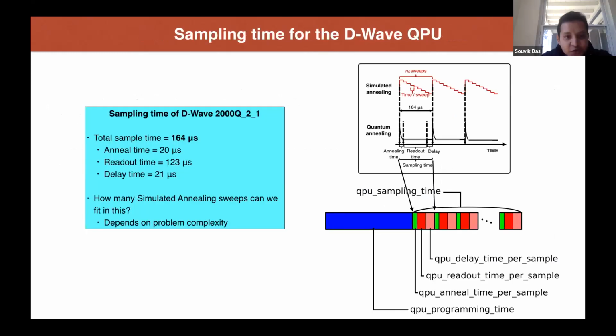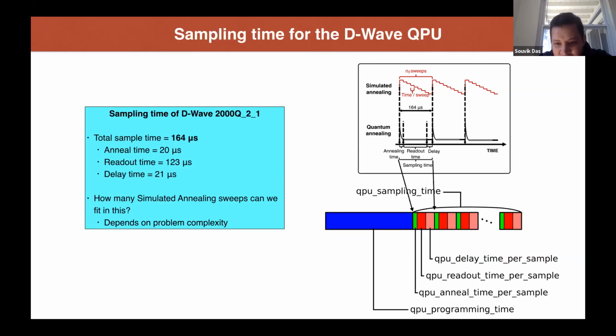This has to be very carefully equalized between the CPU and the QPU fairly, and then we compare the convergence efficiency. Quickly going on to how we measure the sampling time for the D-Wave. On the diagram on the bottom right, I show that there is a big blue chunk of time that is required for programming the quantum processor.